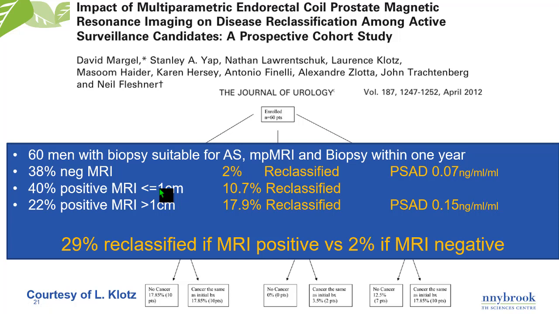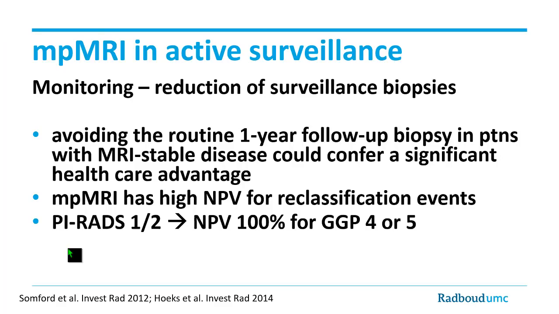However, if you have a large lesion, more than 1 centimeter, 18% of the patients were reclassified to a higher stage. So in other words, again, around 30% of the patients will be reclassified based on the MRI, whereas only 2% with a negative MRI was reclassified. Again, it's all about the experience of the reader, of course.